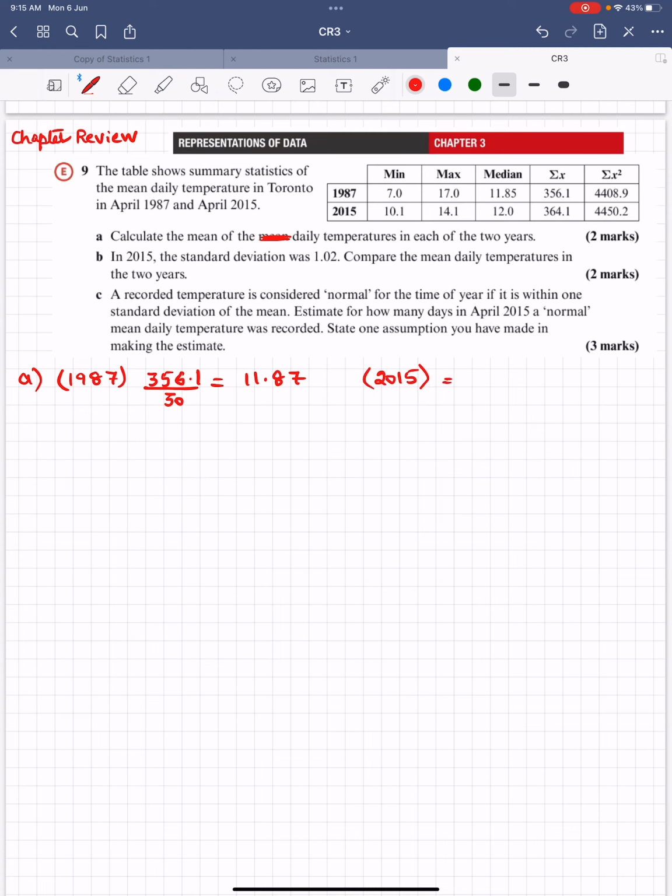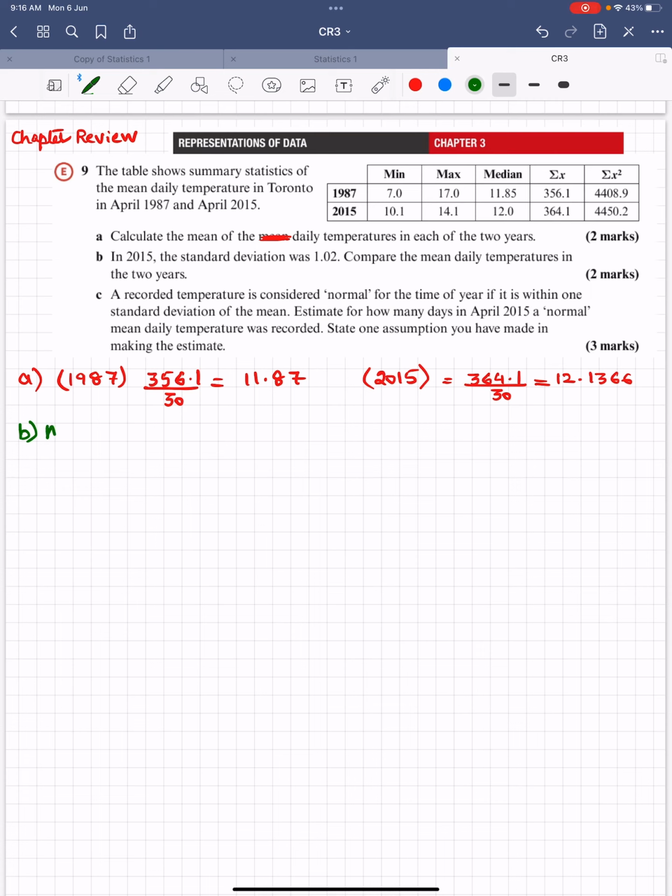the mean is 364.1 divided by 30, and that is equal to 12.1366. Okay, moving on to part B. In 2015, the standard deviation was 1.02. Compare the mean daily temperatures in the 2 years. So we have already found the mean daily temperatures. So we can see that the mean daily temperature of 2015 is slightly higher. So we can write the answer for B.